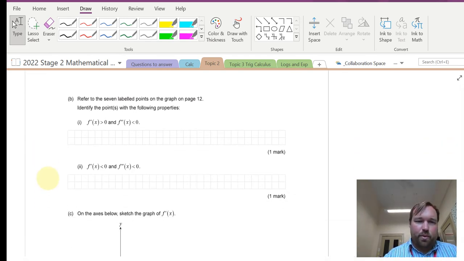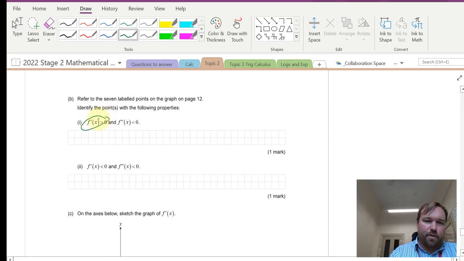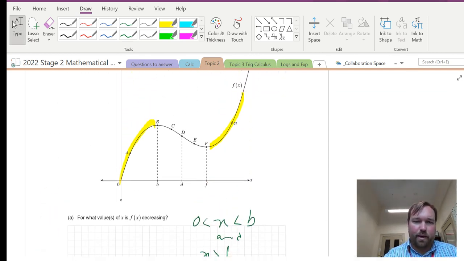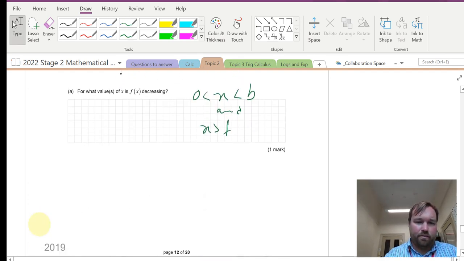Refer to the 7 level points on the graph. Identify the properties. First derivative is positive, so we're sloping up. Second derivative negative, so in a concave bit. In a concave bit, but sloping up. Concave, sloping up, A.